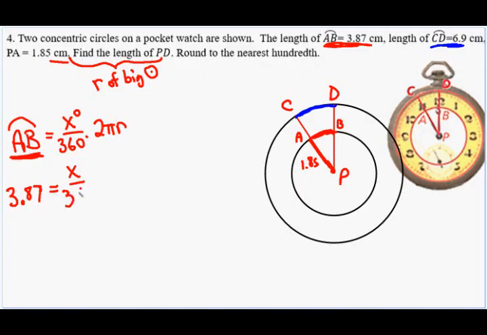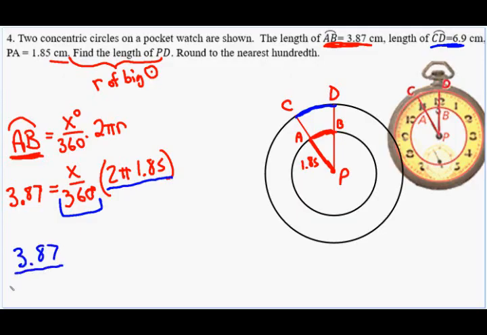X over 360 times 2 times pi times 1.85. We want to solve for x. So if we want to get x alone, first I would get this term alone by dividing by this stuff. So over here on the left, we're going to have 3.87 divided by 2 and by pi and by 1.85. And that's going to equal x over 360.